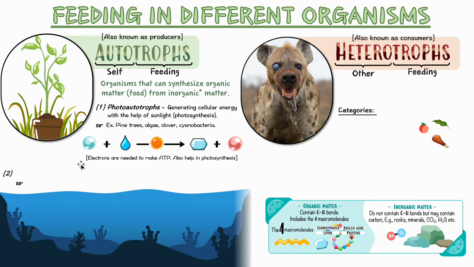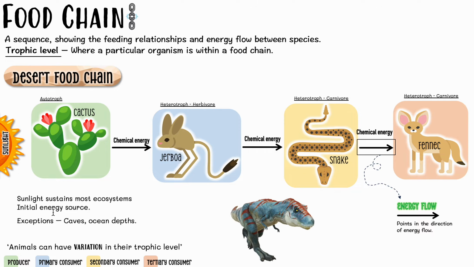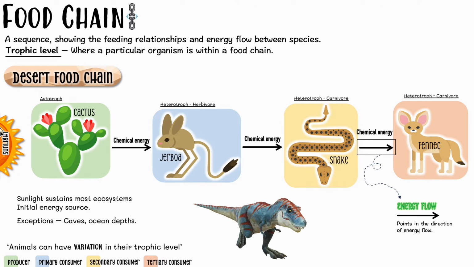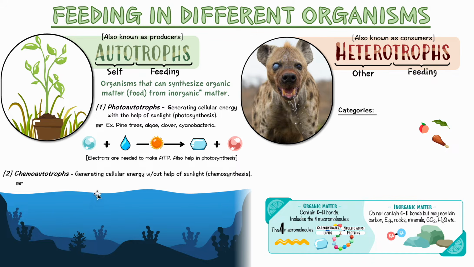Now the second category of autotrophs is chemoautotrophs. Remember here, I told you guys that there are exceptions. For example, areas that don't have sunlight, like caves and ocean depths. Yeah, that's true. What kind of autotrophs live in these places? How do they make these organic molecules from inorganic molecules if they don't have sunlight? They can't do photosynthesis.